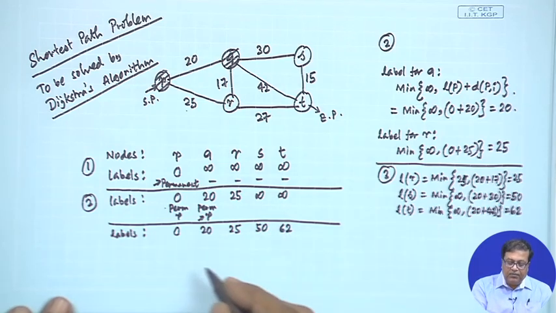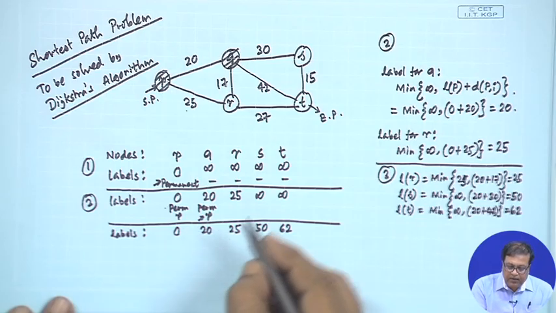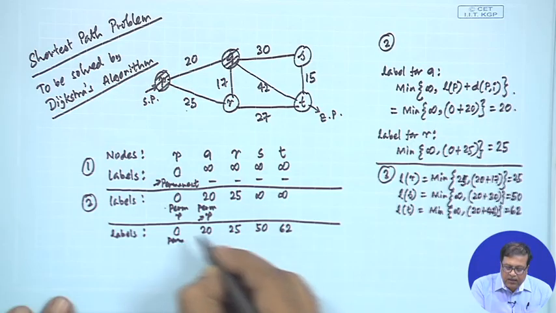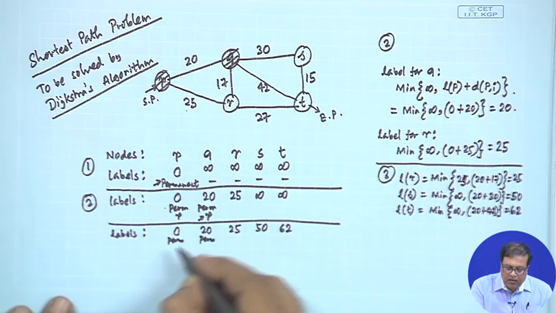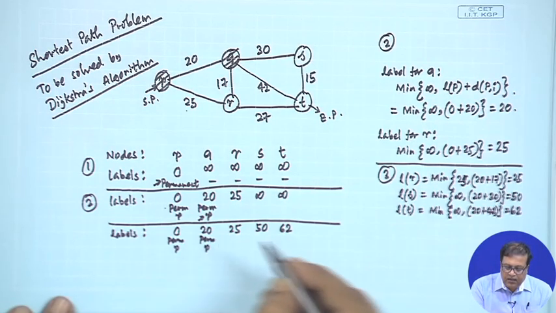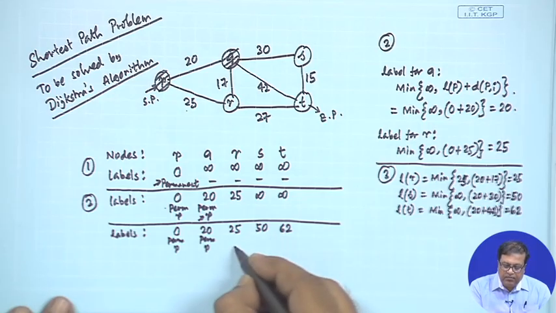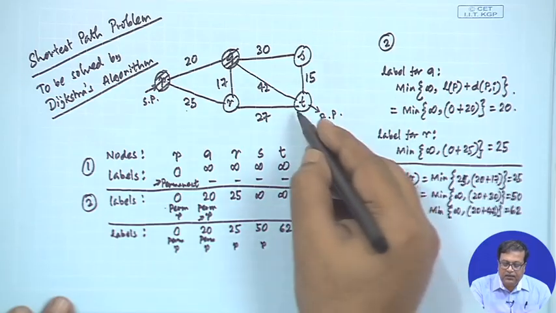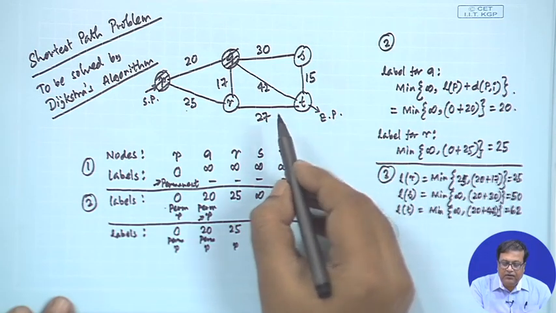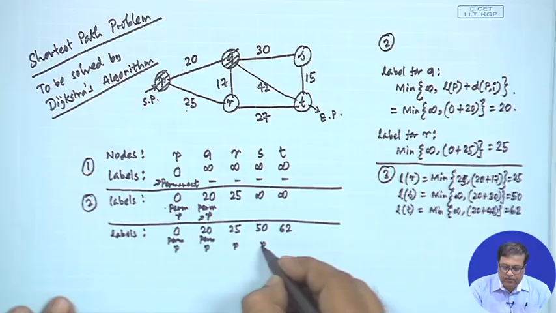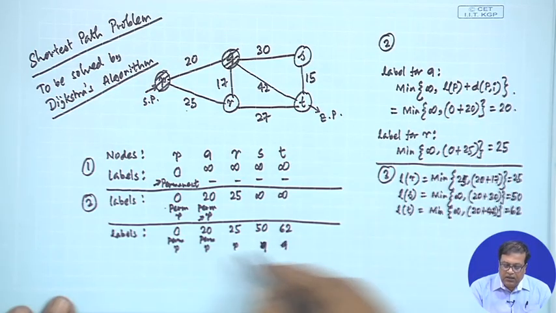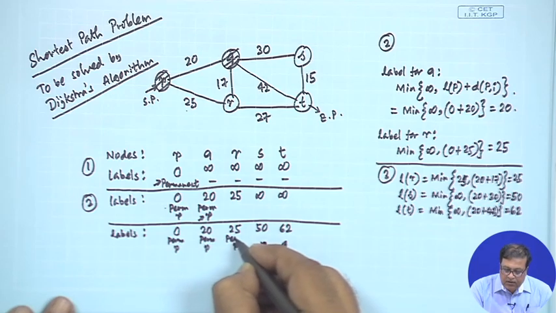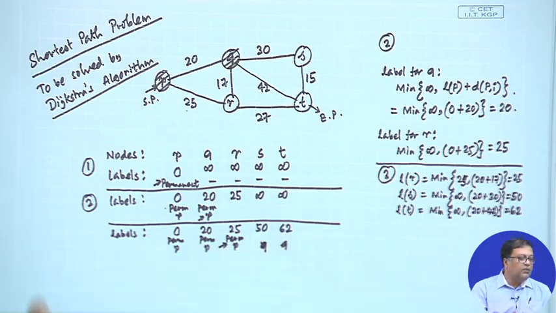So, which one is the minimum? You see these two are already made permanent, so we need not worry about them. They were made permanent from P, and 25 is also made from P, they are all made from P now. Now, 50 is made from Q, and these are also Q. So, which one should be made permanent? 25, because this is the least. So, now this is the last node to have been made permanent.